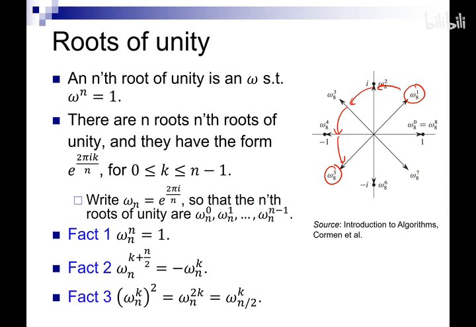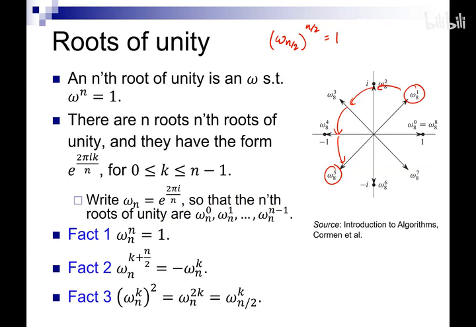Okay, and the final property is that if you take omega n to the kth power and then you square it, then of course you get omega n to the 2k, right? However, this is also equal to omega of n over 2 to the kth power. So omega n over 2 is one of the n over 2th roots of unity. So basically that means that if you take this thing to the n over 2 power, then you're going to get 1 over here.